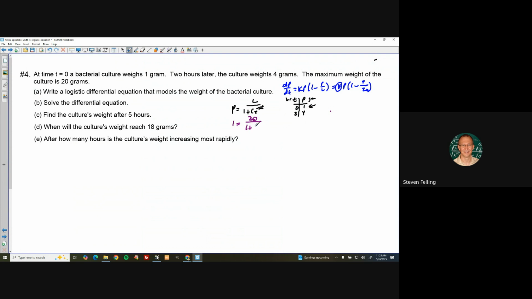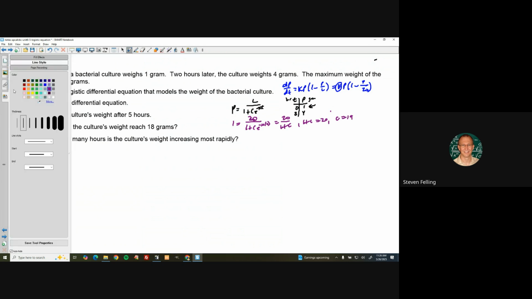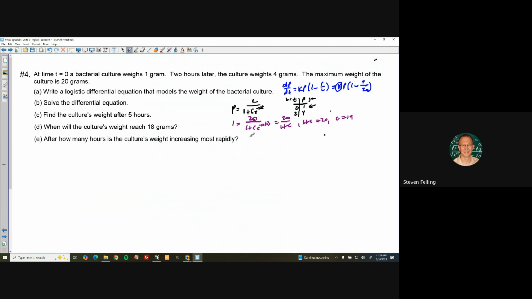1 plus C e to the negative 10 times 0, which is 20 over 1 plus C. And that means that 1 plus C, if I multiply that to the other side, has to be 20, so C has to be 19. So now I've got another version of my model.